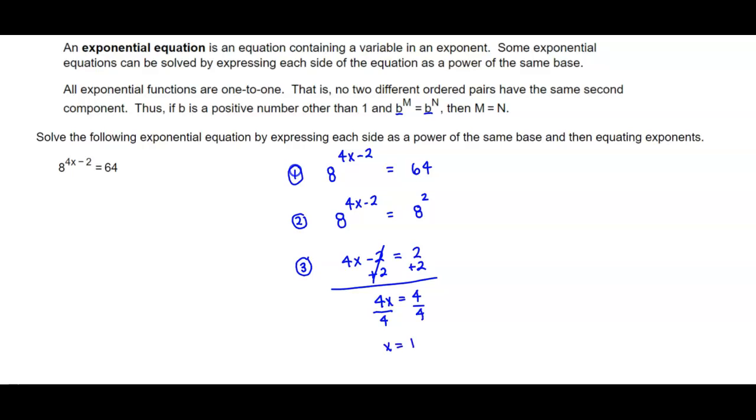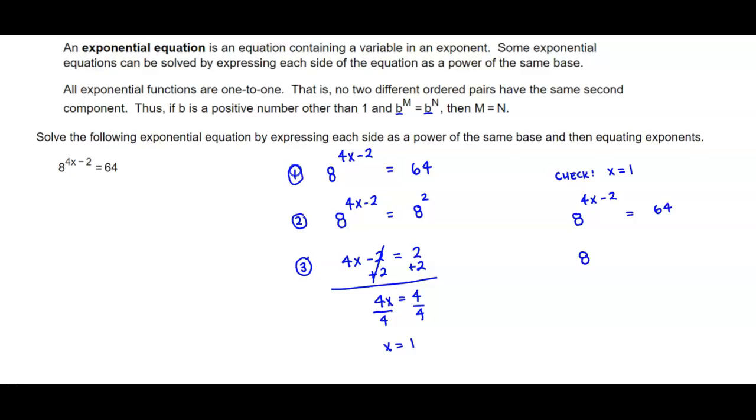which is 1. Now we're not done yet, because we need to make sure we can substitute this 1 back into the original equation to make sure that it works. Otherwise, it would not be a solution at all. So we're going to check when x is equal to 1. So we have 8 to the 4x minus 2. We want to see if that's going to equal 64.